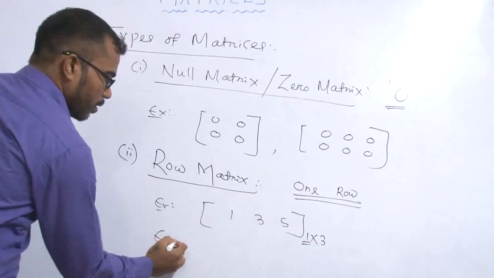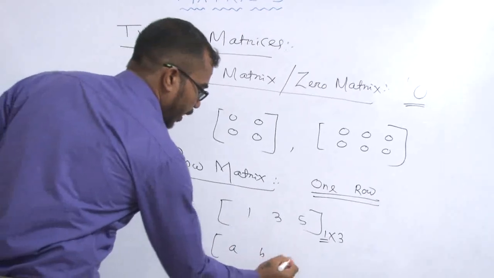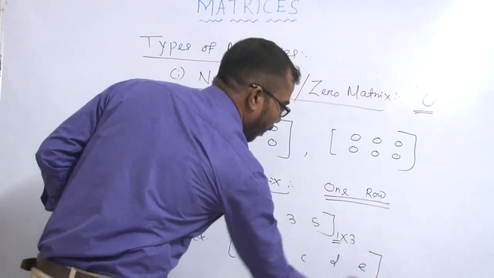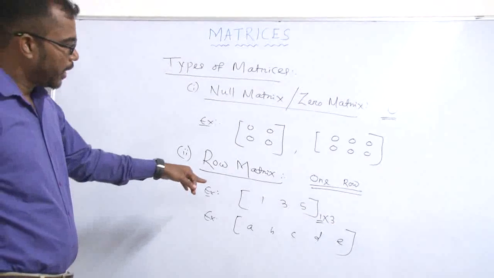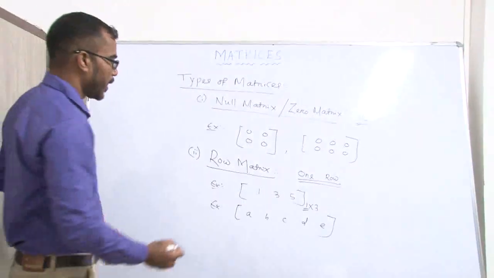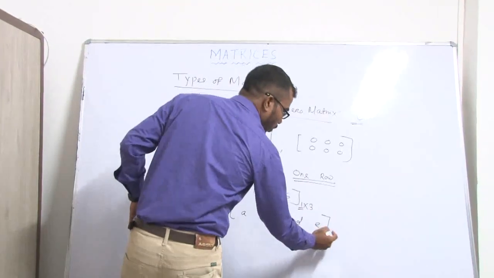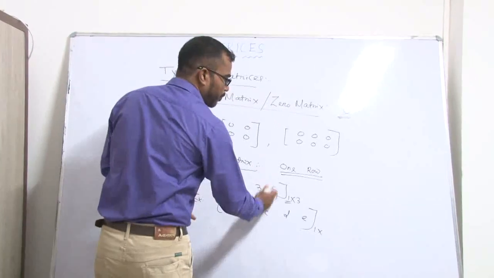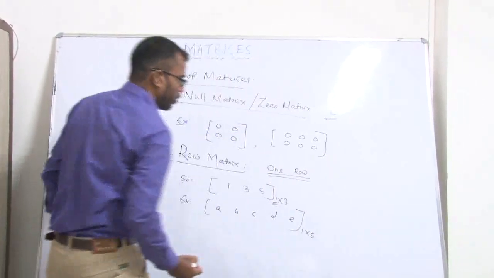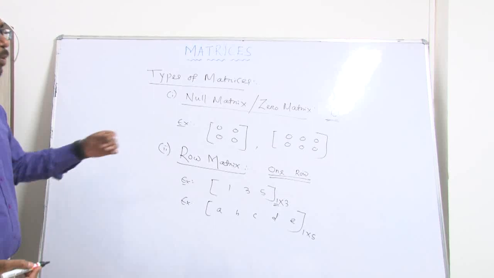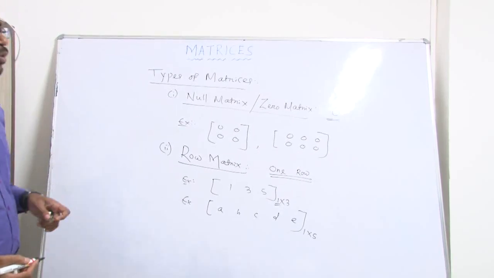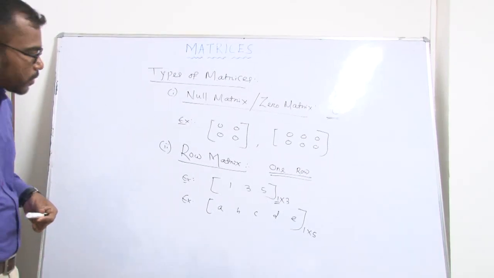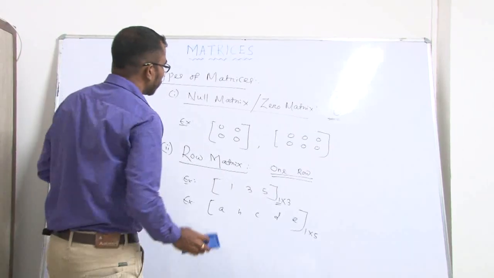Another example. Suppose A, B, C, D, E. It is also a row matrix because it contains one row and 5 columns. So it is a row matrix. So these are the examples of row matrix. Next, we proceed to third point.